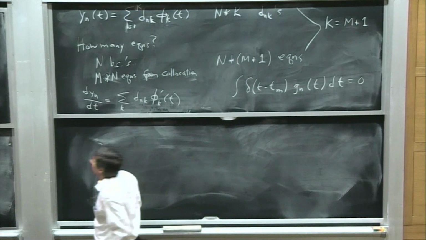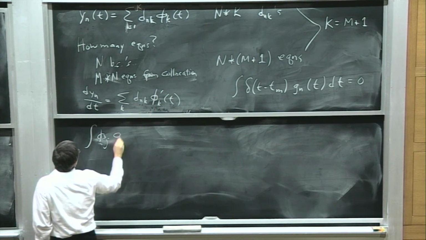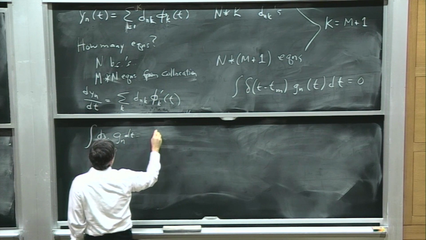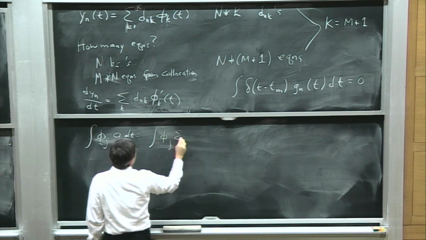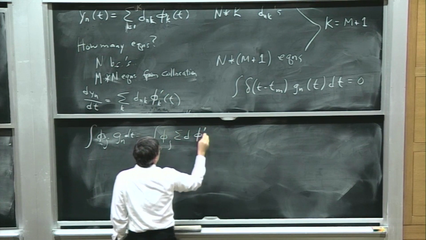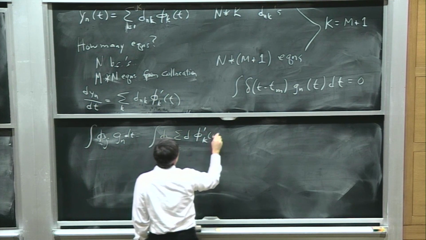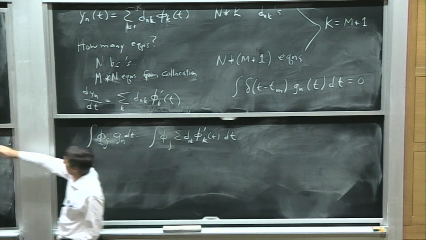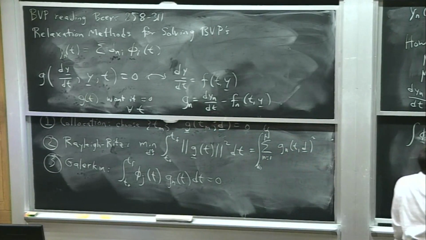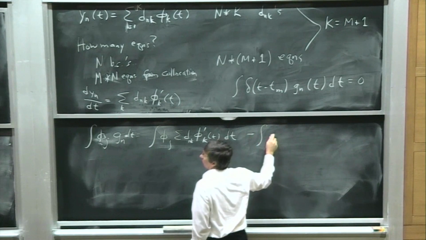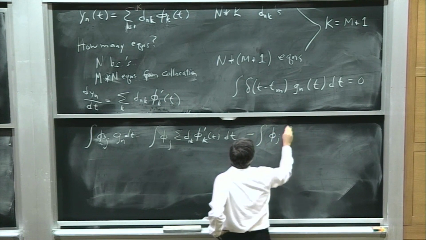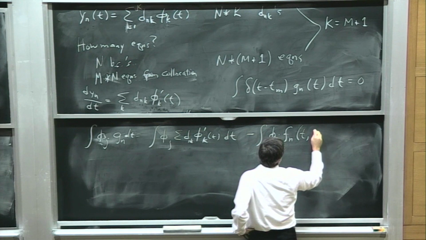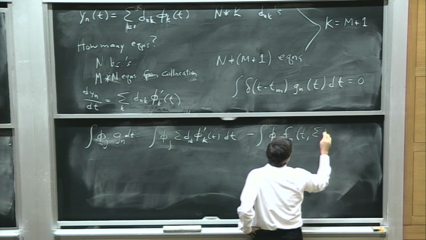And so I'm going to have integrals that look like this. I have an integral of phi_j times the summation of phi_k prime, dt. That'll be the integrals from the first term. And then I'll have minus some integrals of the second term here, so phi_j f_n of t, y, where y is the sum. It's actually like a matrix, actually.